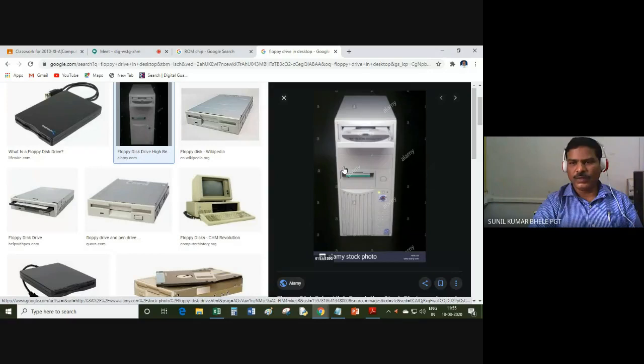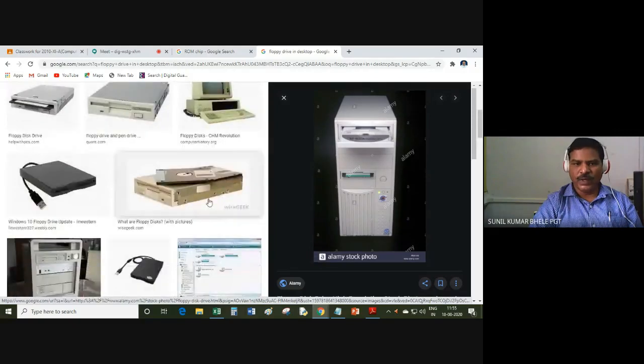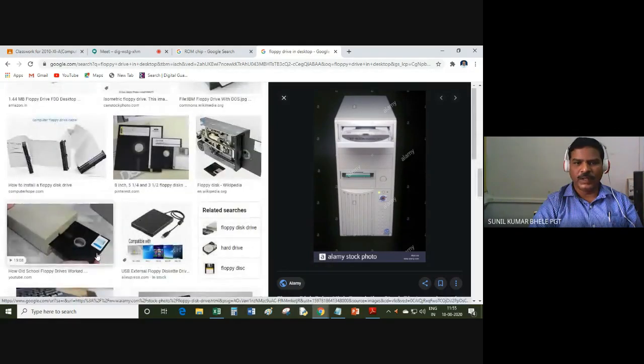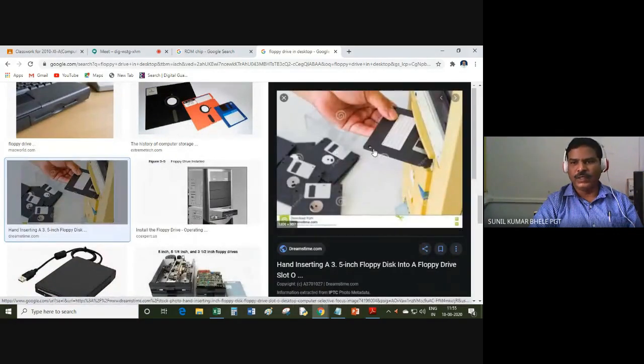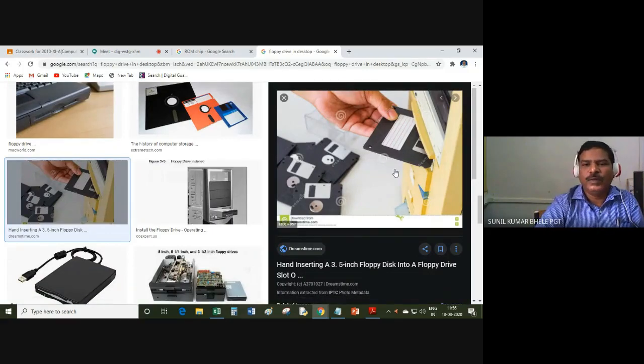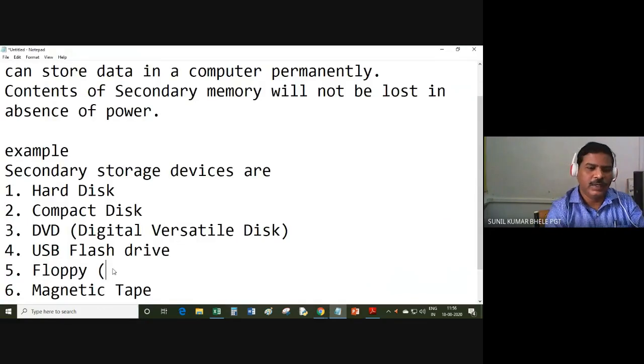In floppy you can store a very small amount of data, only 1.44 megabyte or 512 kilobyte. Floppy comes in two sizes, so this is a 1.44 MB floppy, and this is a 512 kilobyte floppy. In earlier days we were using these floppy disks to store data. Floppy is also a storage device. Nowadays we are not using floppy because the capacity of floppy is very low, only 1.44 megabyte.